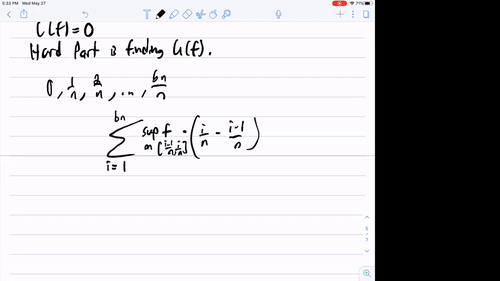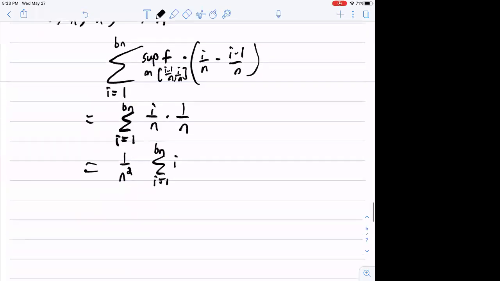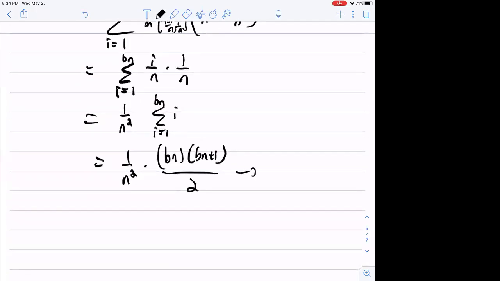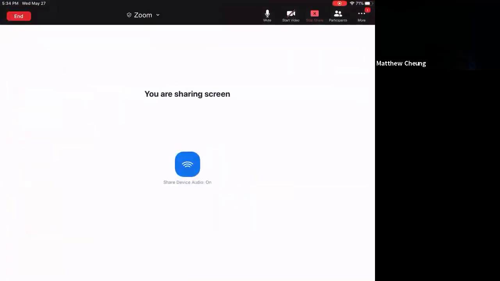So this will give you, I think, what you said, right? One half b squared, I'm assuming. So not exactly, but the sup is i over n. And then this is 1 over n. So you have 1 over n squared times the sum for i equals 1 to bn of i. And this is just 1 over n squared times bn times bn plus 1 over 2, right? And basically when n goes to infinity, this goes to b squared over 2, right? So that should be what you got, right?